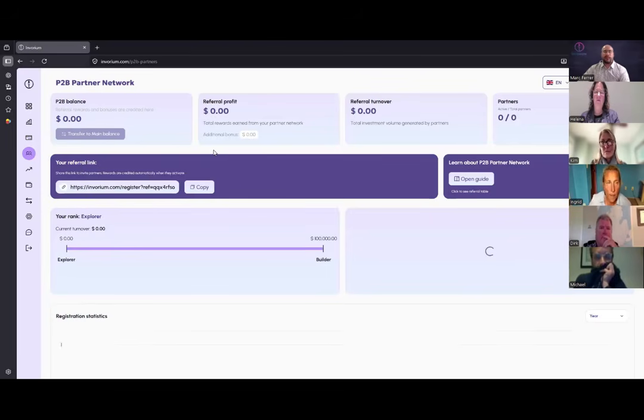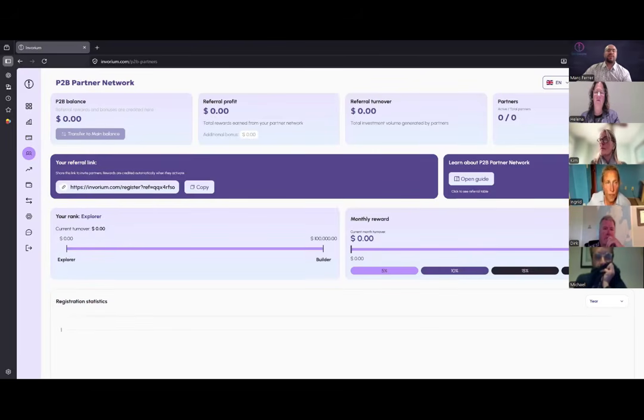And now let's look into the engine of your growth. The P2B partner network. This section is not just a tab with the statistics. It is your full-fledged operational headquarters. Here, everything is set up so that you see the development of your business in real time, without extra tables and calculations. So here is how everything works.